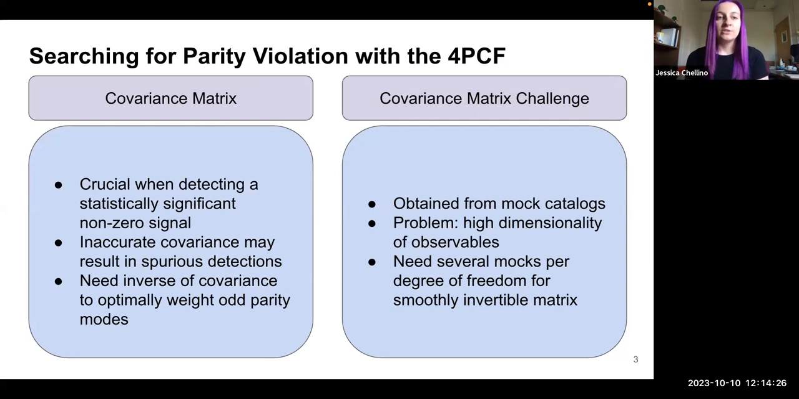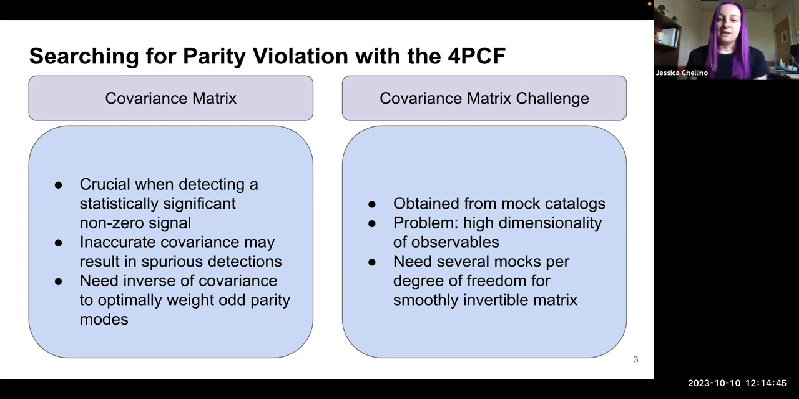It's really important to get the covariance matrix right when we're detecting these non-zero odd modes. If we have an inaccurate covariance matrix, we could come up with spurious parity violation detections. And we really need the inverse of the covariance to optimally weight the data.